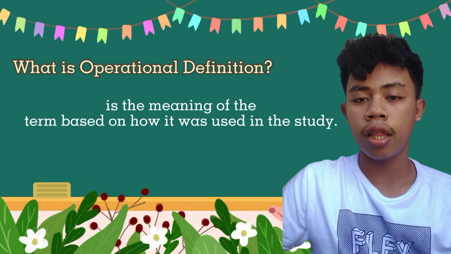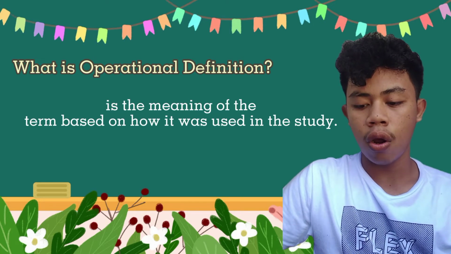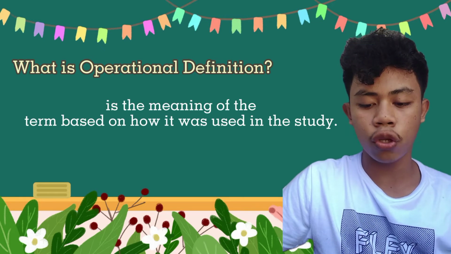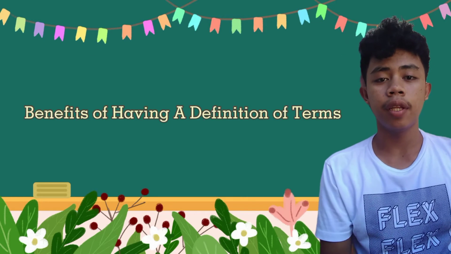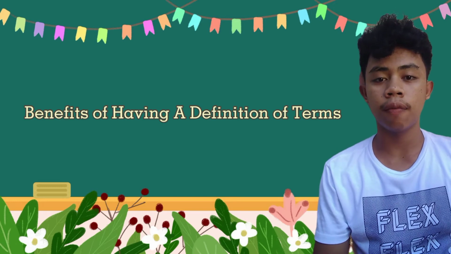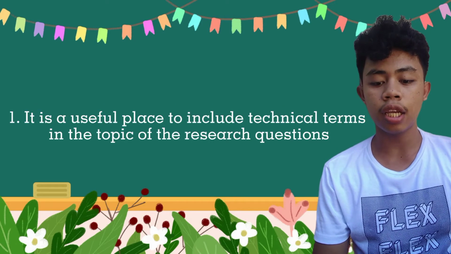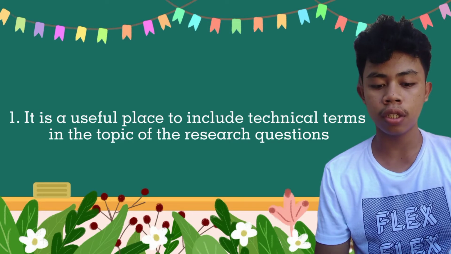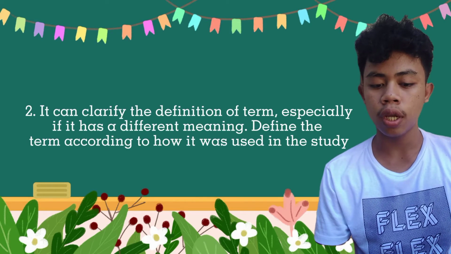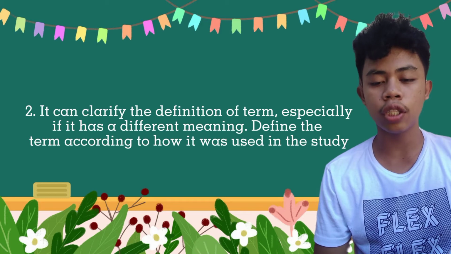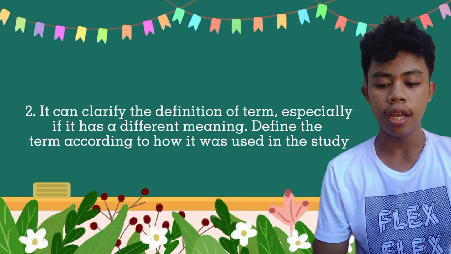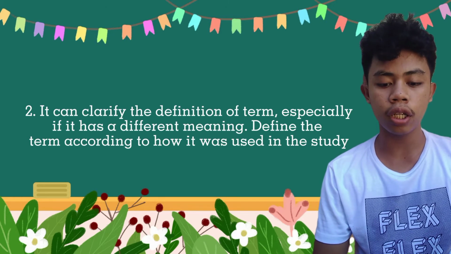Next, the operational definition. The operational definition, on the other hand, is the meaning of the term on how it was used in the study. Benefits of having a definition of terms. Number 1, it is a useful place to include technical terms in the topic of the research questions. Number 2, it can clarify the definition of a term, especially if it has a different meaning. Define the term according to how it was used in the study.